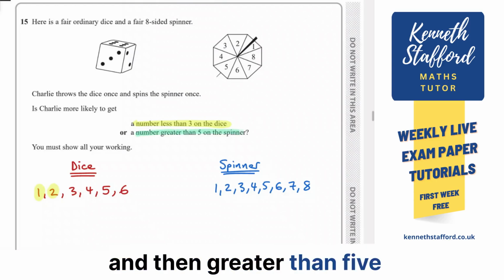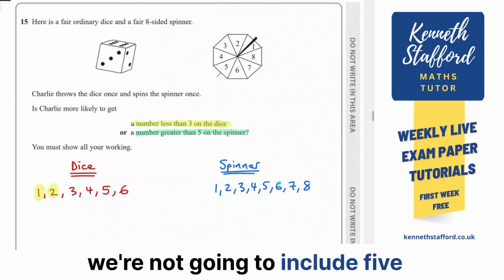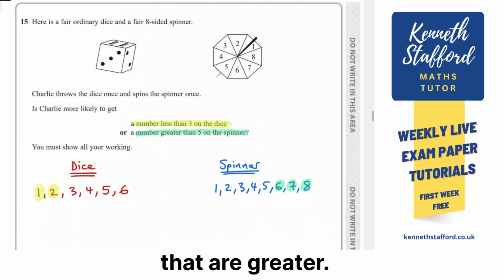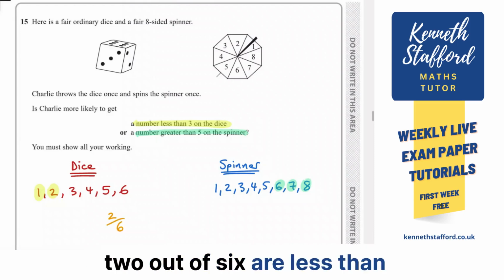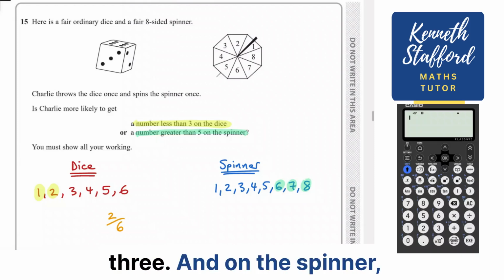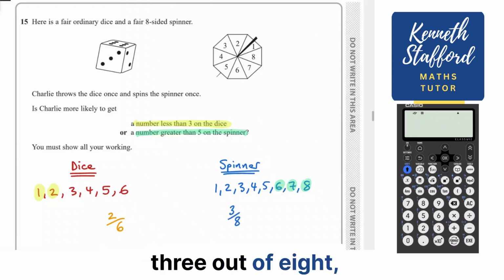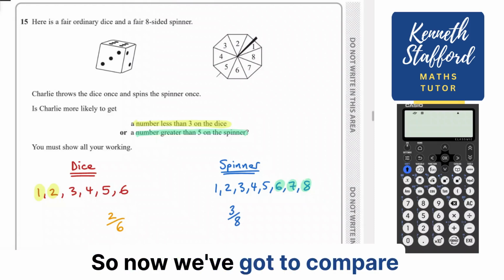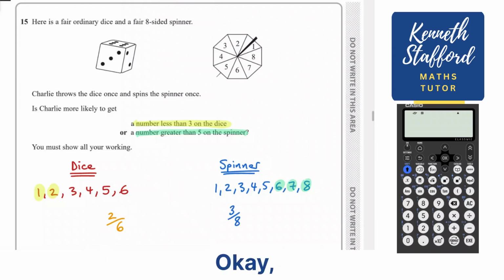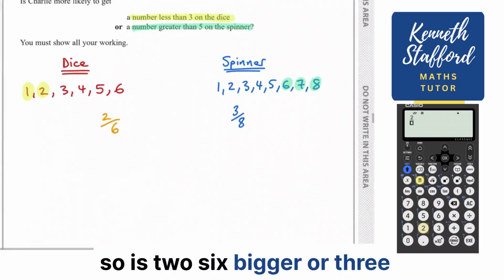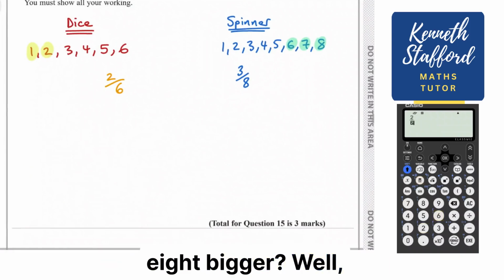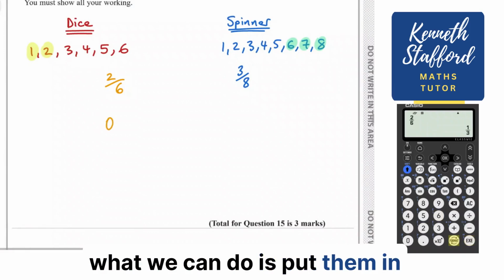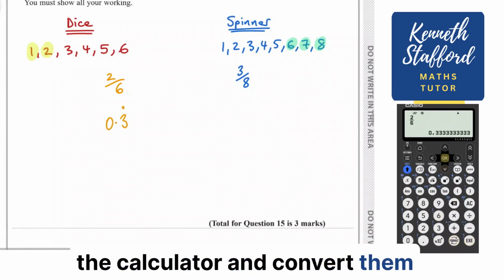And then greater than 5 on the spinner. So again, we're not going to include 5 because we want numbers that are greater. So on the dice, 2 out of 6 are less than 3, and on the spinner, 3 out of 8 are greater than 5. So now we've got to compare which of these is bigger. Okay, so is 2/6 bigger or 3/8 bigger? Well, what we can do is put them in the calculator and convert them to a decimal.